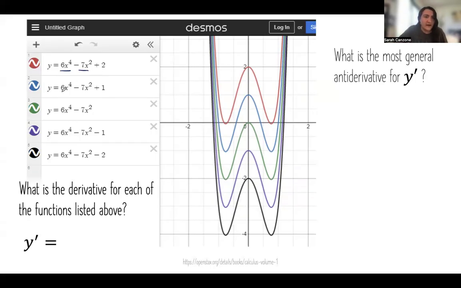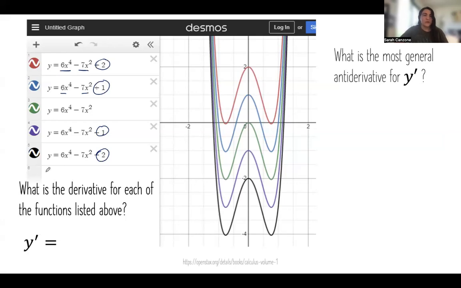As you can see, every single equation here has the same 6x to the fourth minus 7x squared. The only thing different is this term at the end. It's your plus c term, whatever constant you're adding. As you can see from the graphs, color-coded here, they all have the same exact shape. The only difference is their location on our actual axes. They hit the y-axis in different locations, and of course they have different x-intercepts.